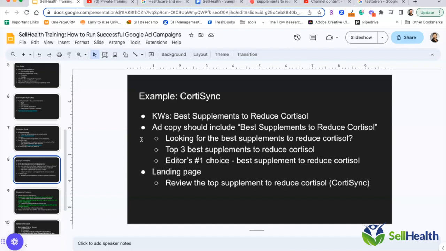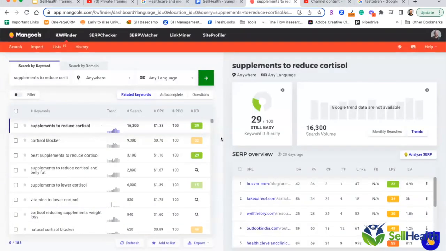People are looking for supplements to reduce cortisol. In fact, I did some keyword research for you right here. So you should be looking at keyword research. And this right here, calculated 20 days ago, is still easy. So those of you that are here watching this training, you're getting a massive advantage, okay? Supplements to reduce cortisol get 16,300 searches right now. Your average cost per click, $1.38. And as far as difficulty to rank for organically, it's still easy. It's still bright green.